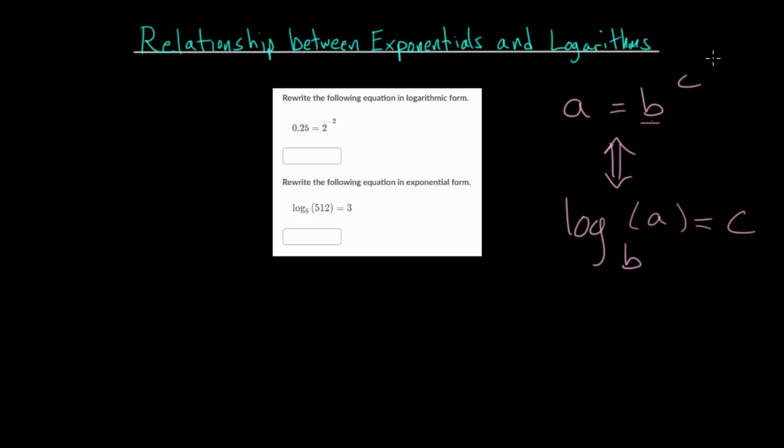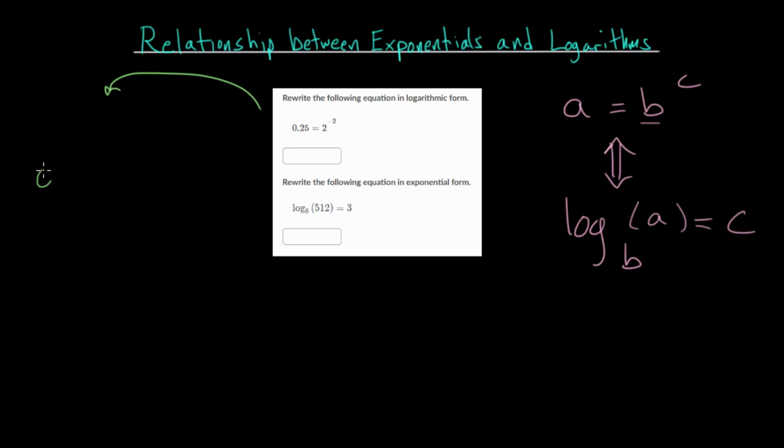And the input of our logarithm is always what the exponential expression is equal to. So when you have b to the c equals a, you can rewrite this as log base b of a equals c. So this is a little bit abstract, but we can look at specific examples here. So let's just rewrite the original problem.